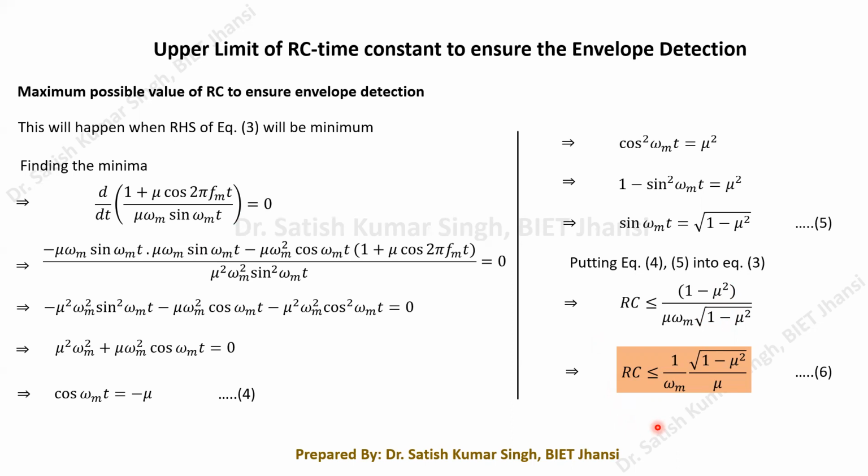So basically here you can see that RC should be less than or equal to 1 upon omega m, root over 1 minus mu square upon mu. It is independent of time, as you can see in this expression, and it is dictated by the magnitude of message frequency. It is 1 upon omega m, meaning 1 upon 2 pi fm. So basically it depends on the maximum message frequency. I have already written in the first slide that RC should be very much less than 1 upon fm.